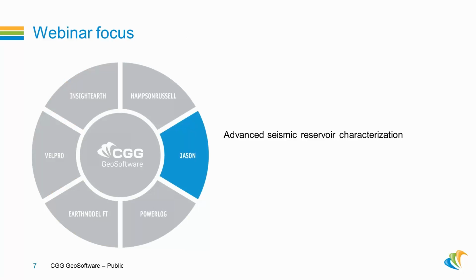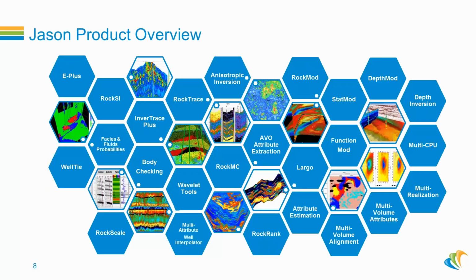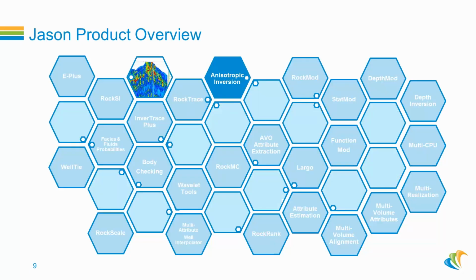Today's webinar, we're going to be focusing on Jason. We know that today's increasingly complex E&P challenges require more robust applications and comprehensive workflows. So Jason's advanced seismic reservoir characterization workflows help you answer questions to mitigate risk. Jason has always believed in supporting critical decisions for geoscientists and engineers so they can optimize their well productivity, field development, and reservoir management. For those of you that may not know, this is the Jason full product suite overview, but for today's webinar, we're going to focus on anisotropic inversion.